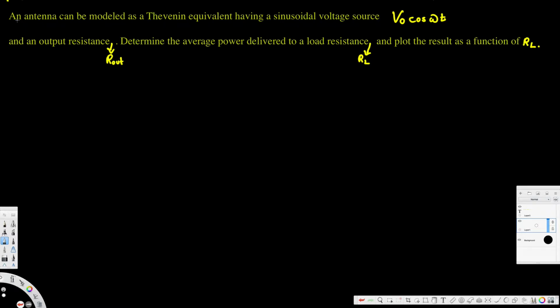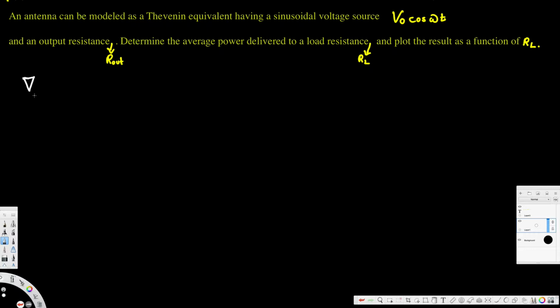Here this question is asking: an antenna can be modeled as a Thevenin equivalent having a sinusoidal voltage source V0 cos omega t and an output resistance Rout. Determine the average power delivered to the load resistance RL and plot the result as a function of RL. Okay, now let's look at the antenna.